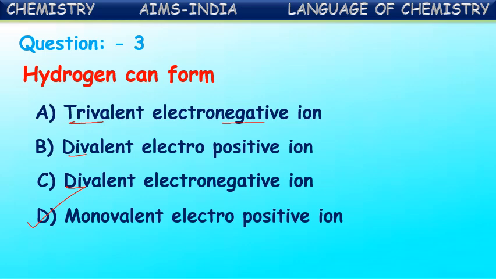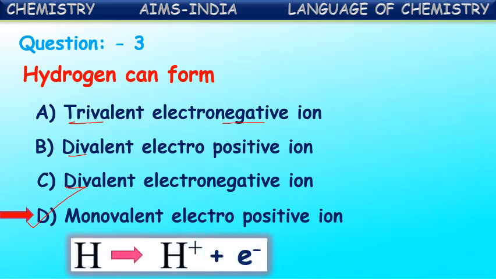Even it gets monovalent electronegative ion also. Again, that is a different phenomenon. That one in another lesson we will discuss. That is monovalent electropositive ion. Let's discuss our answer. H gives H plus plus 1 electron. It has lost 1 electron, so it is a monovalent electropositive ion.